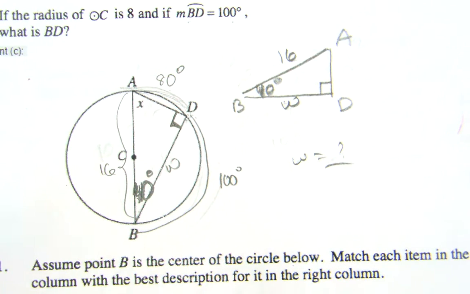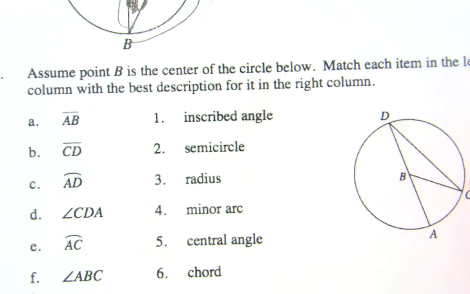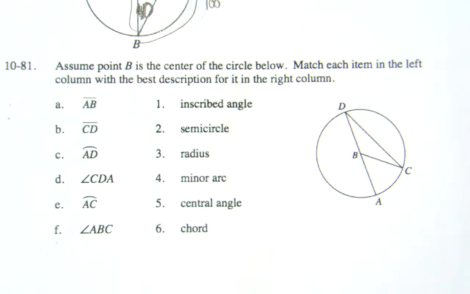Okay, that was 80. 81. Assume that B is the center of the circle. Match each item on the left with the best description for the right column.